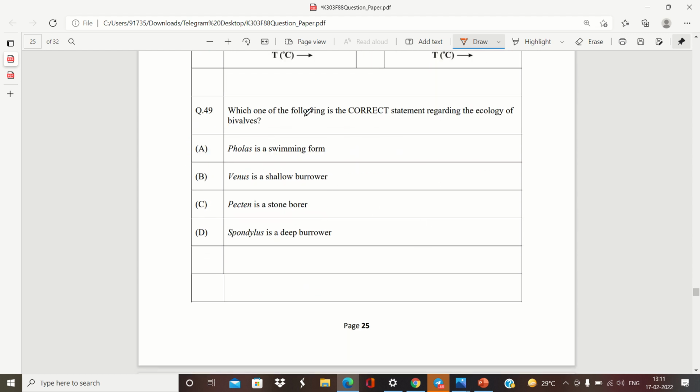Then which one of the following is the correct statement regarding the ecology of bivalves? So for the ecology of bivalves, second option, Venus is a shallow burrower. Okay.